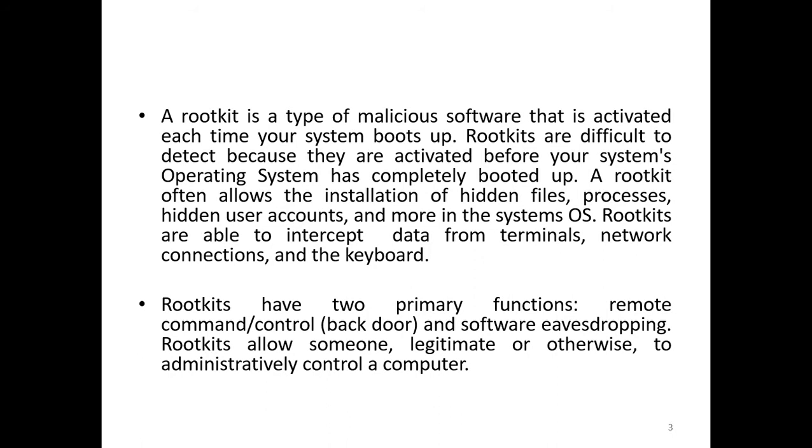Basically, there are two primary functions of a rootkit. The first one is remote command and control backdoor, and software eavesdropping. Rootkits allow someone, legitimate or otherwise, to administratively control a computer.